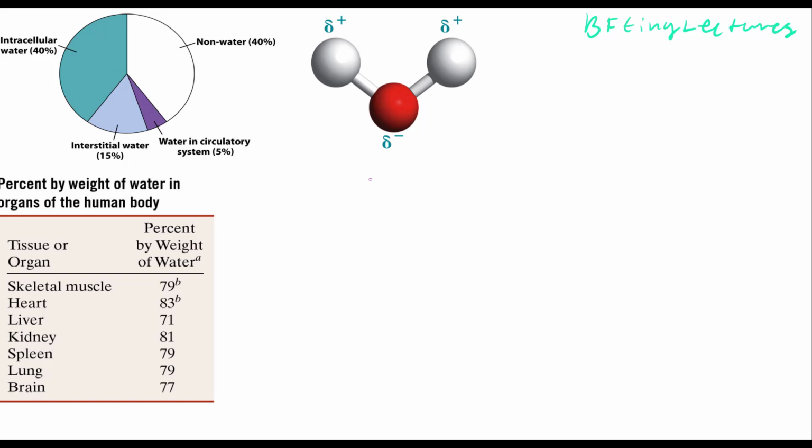Now, water makes up about 70% of a cell's weight, and it's very important. So for instance, your skeletal muscle is 79% water, your heart is 83% water, and your liver is 71% water. So it's pretty important for you to understand how water reacts in biochemistry. Notice that water is going to play a big role in the formation of the pH scale, which I will derive for you later on in the lecture.